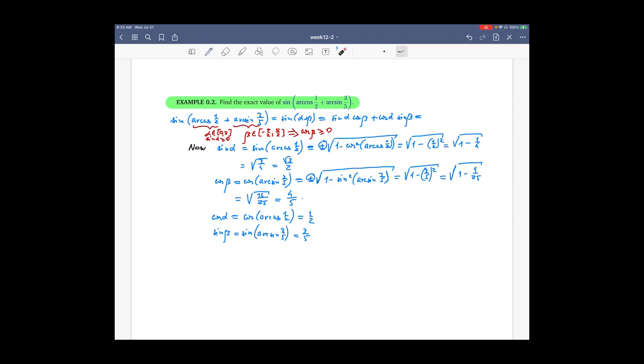So we can continue this line here. Sine alpha is root 3 over 2. Cosine beta is 4 over 5. Cosine alpha is 1/2. And sine beta is 3/5. So this will be 4 root 3 plus 3 over 10.